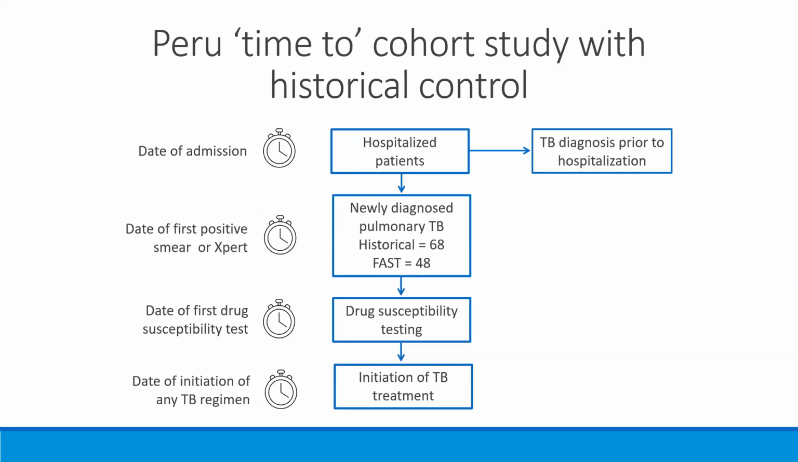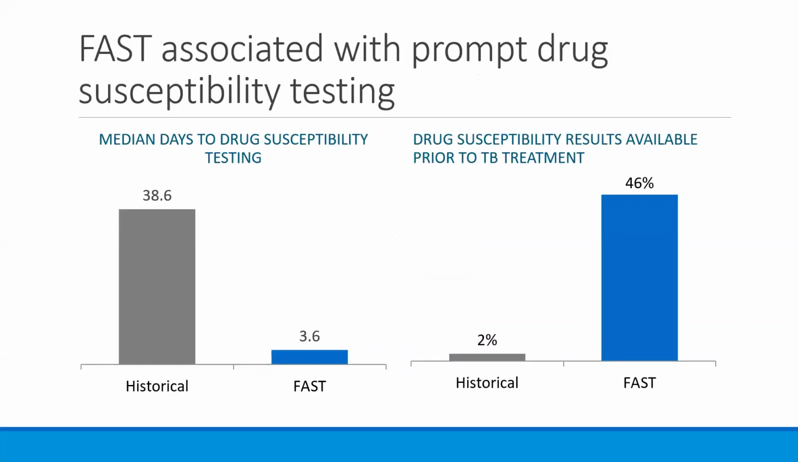And then we collected data on 4 time points: the date of admission, the date of smear or Xpert, the date of drug susceptibility test results, and the date of initiation of TB treatment. Our analysis showed that FAST was associated with prompt drug susceptibility testing compared to the historical controls, where no FAST was present. The time to drug susceptibility testing in the historical, pre-FAST cohort was 38.6 days. Most of that was because of the incubation times of conventional DST. The median time to diagnosis in the FAST cohort, where Xpert was present, was 3.6 days. So that was highly significantly different.